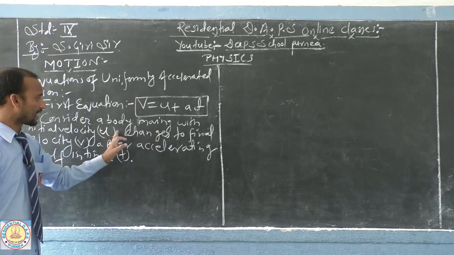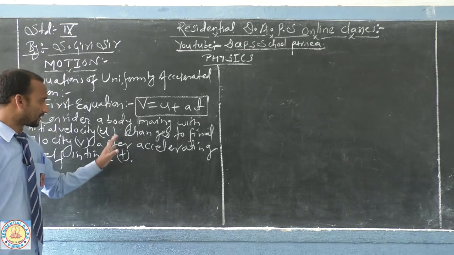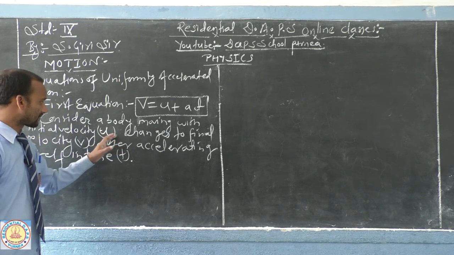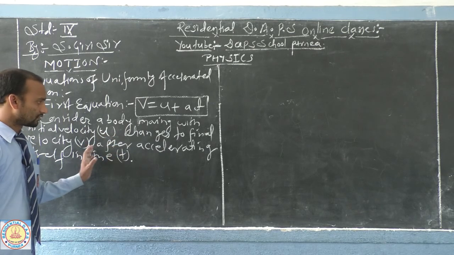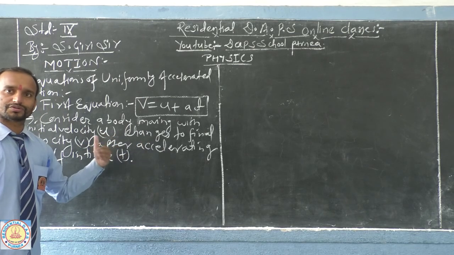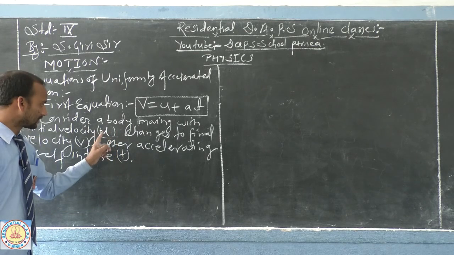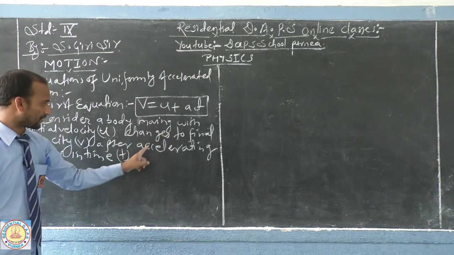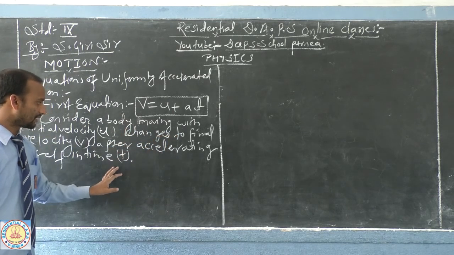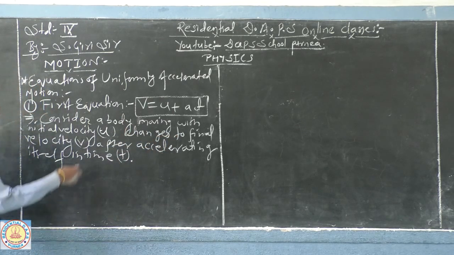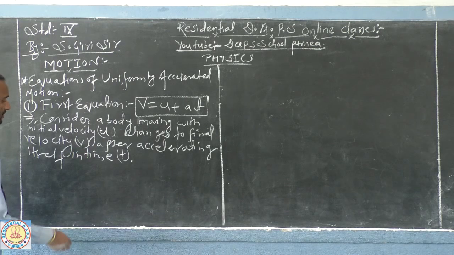When force is applied on that body moving with the initial velocity u, the velocity of that body changes from u to v due to the acceleration a in time t. Now how to derive v equal to u plus at? Simply, you take the definition of acceleration.